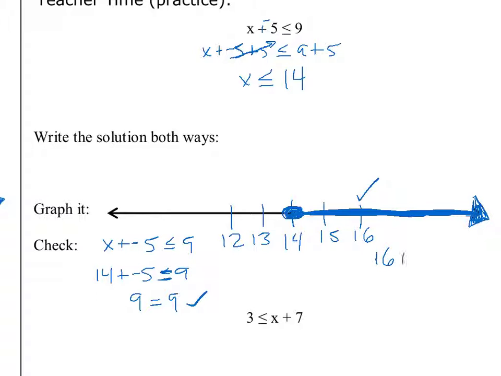We're going to get 16 plus -5 is less than or equal to 9. 16 plus -5 is 11. Is 11 less than or equal to 9? Yes or no. No, it's not. So what does this tell us? That our shading is incorrect. So we need to undo our shading, and we need to try the other way.